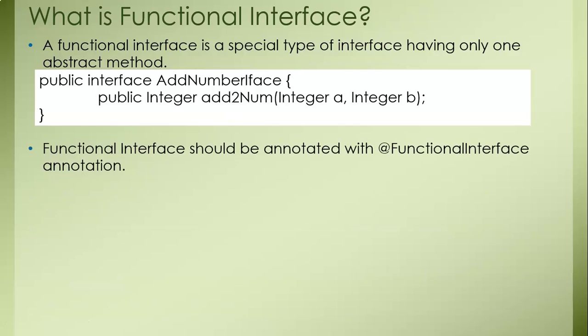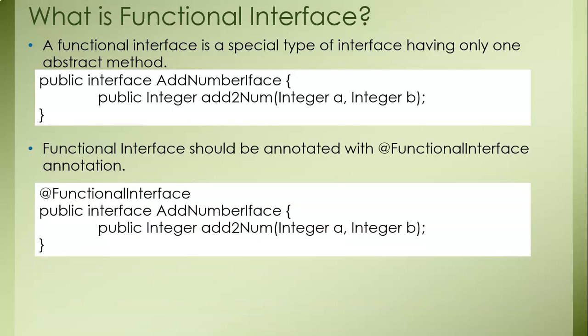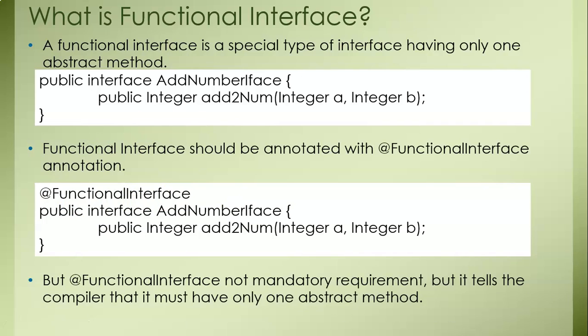Now the functional interface can be annotated with the FunctionalInterface annotation. This annotation is new in Java 8. So if I annotate the interface with the FunctionalInterface annotation, it looks like this. The FunctionalInterface annotation is not a mandatory requirement, but it tells the compiler that the interface is a functional interface. Let's look at some examples.